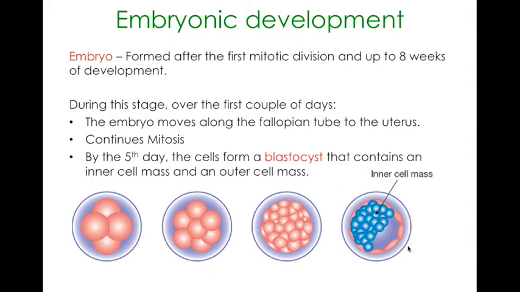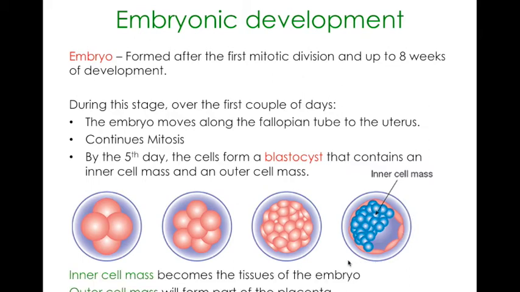Once it gets to about that stage, it will then split off and form 2 things: the inner cell mass and the outer cell mass. The outer cell mass will form the placenta, which is what connects the baby to the uterus of the mother and also the bloodstream of the mom, and provides all the nutrients and oxygen that the baby needs to survive. Okay, the inner cell mass is what makes up the rest of the embryo. And so that little cell mass splits off into 2.